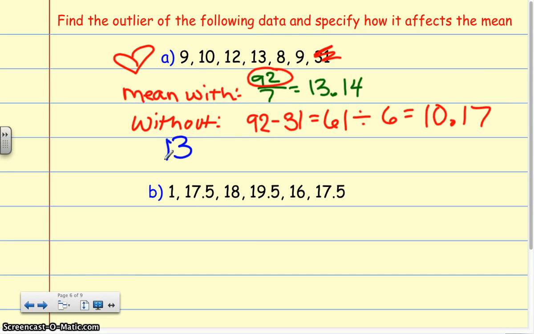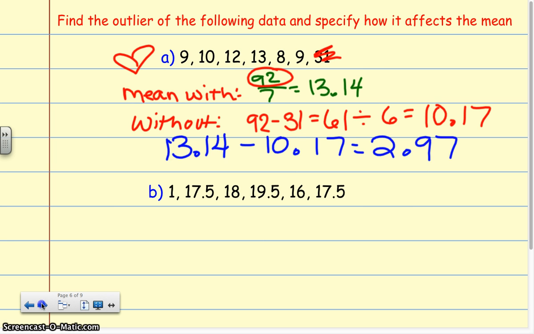So to find the effect on the mean, we do 13.14, take away the 10.17, and we get a difference of 2.97. So our outlier affects the mean by 2.97.